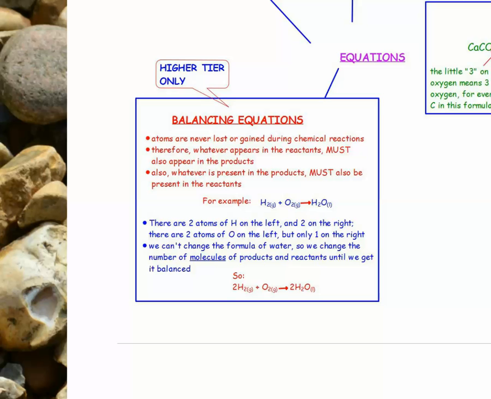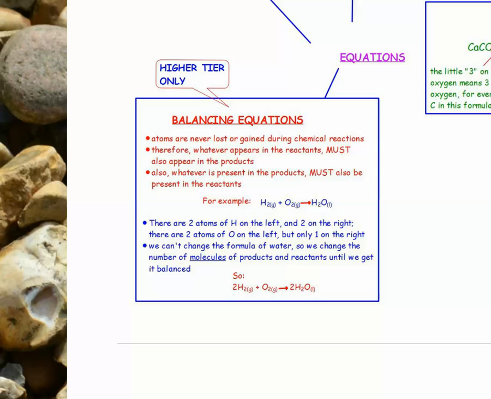So if you're doing higher tier paper, then you need to be able to balance an equation. Now remember that atoms are never lost or gained during chemical reactions. Therefore, whatever appears in the reactants must also appear in the products, and whatever appears in the products must also be present in the reactants. Remember, atoms are not lost or gained.